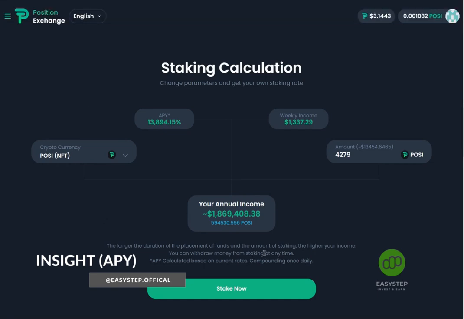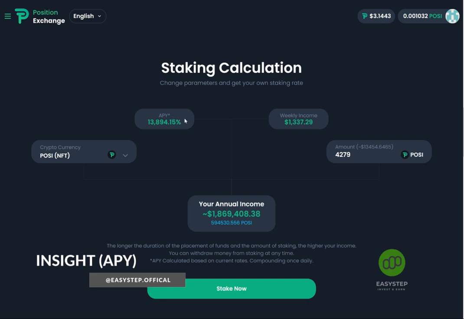And as you can see, POSI has really changed my life. Okay, it's really changed my life, and I'm doing very, very well with this. But as you can see, with the APY, if it maintains the same APY for an entire year, and I'm collecting $191 per day, after 1 year, I will have $1,869,000.